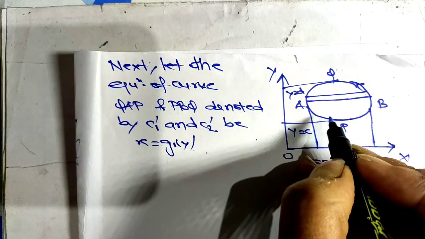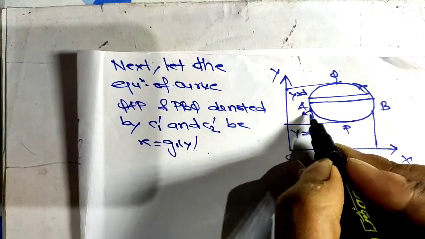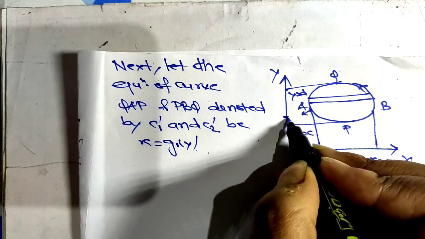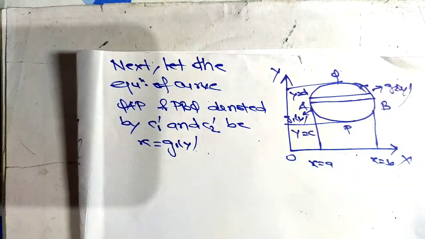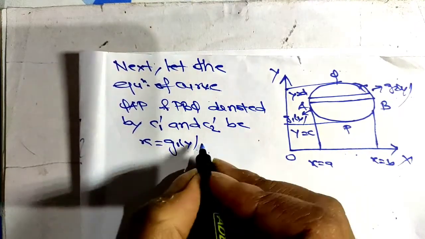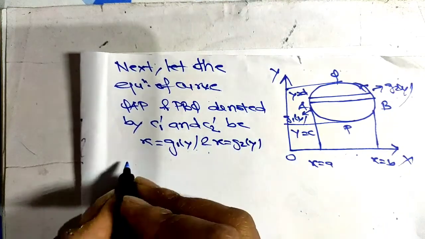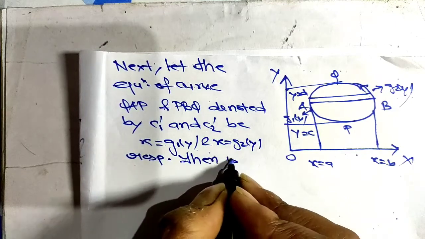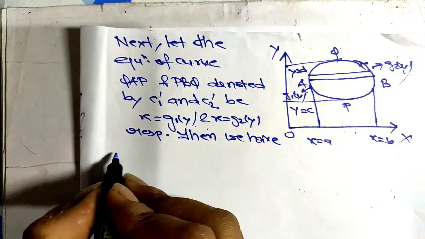So g1(y) is the curve QAP. This time, what is the equation of the curve on this side? g1(y) and this is g2(y), okay, and x equals g2(y) respectively. Then we repeat the same process again. I hope you understand.